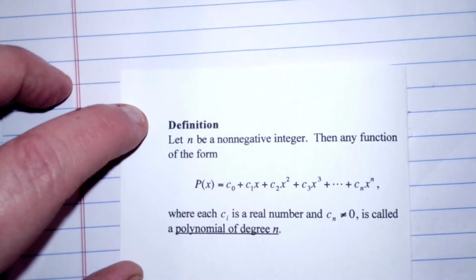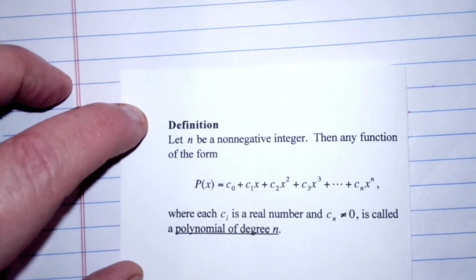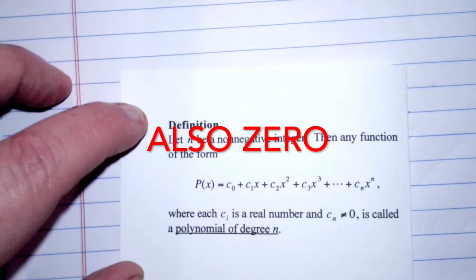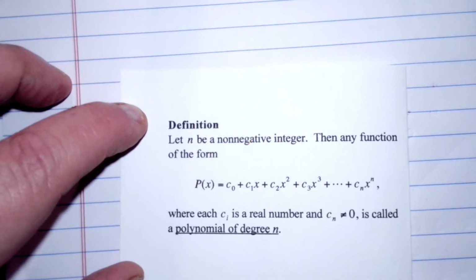Before we go any farther, we need to talk about a definition. We're going to define the concept of polynomial. So let n be a non-negative integer, so 0, 1, 2, 3, 4, 5, and so on. Then any function of the form p of x equals c sub 0 plus c sub 1 times x plus c sub 2 times x squared, and so on, up through c sub n x to the n, where each of those c sub i's is a real number, and the last one, c sub n, is not 0, is called a polynomial of degree n.